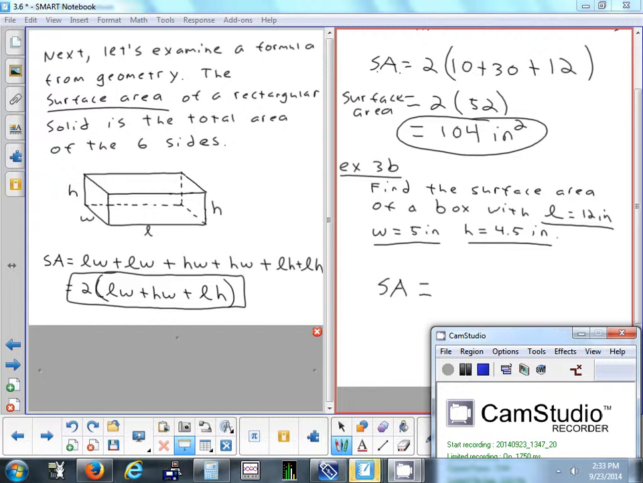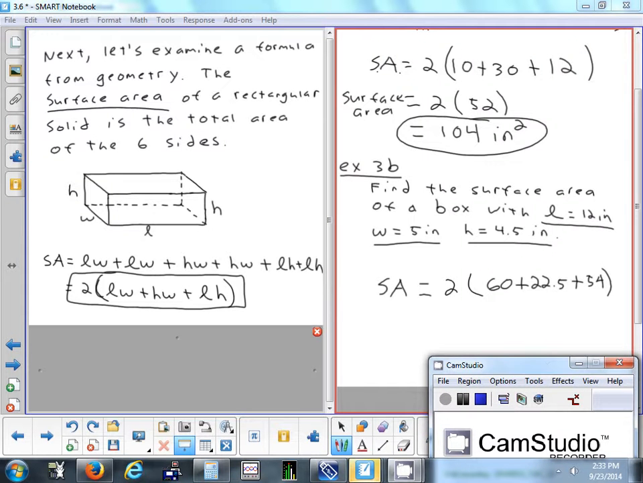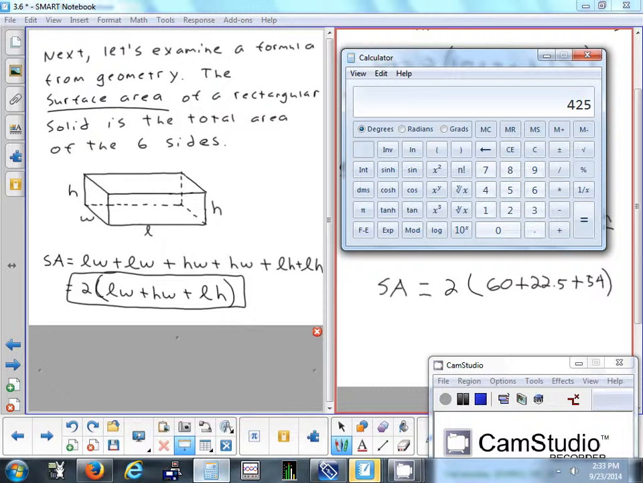Let's start with length times width. What's 12 times 5? 60. Plus height times width. 4.5 times 5 is how much? 22.5. Good. And lastly, what's length times height? 54. What's the next thing I have to do here? Add them together. 60 plus 22.5 plus 54 gives me 136.5.